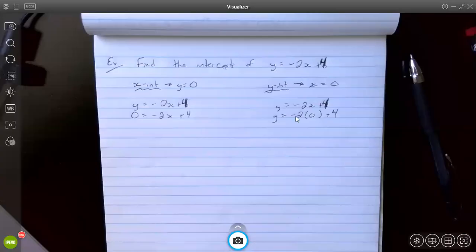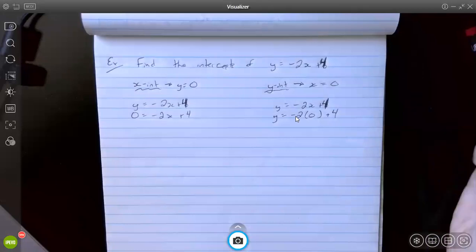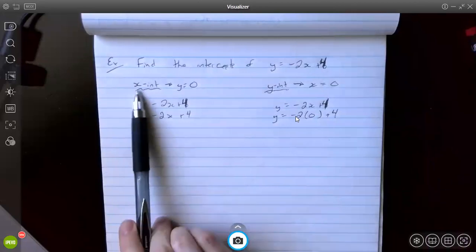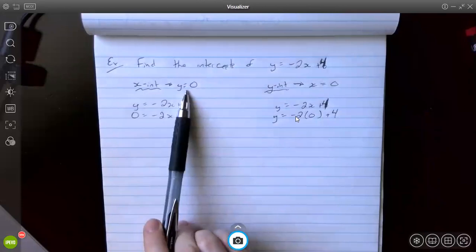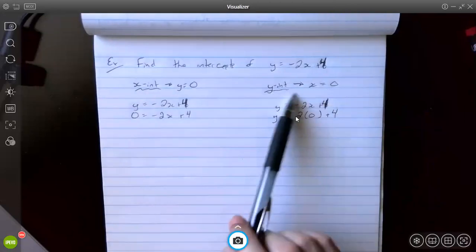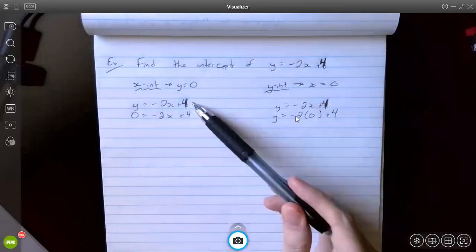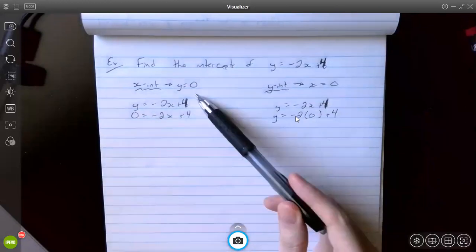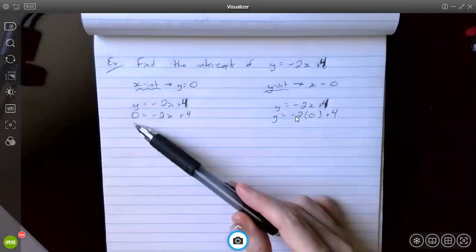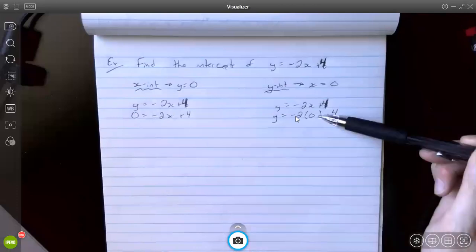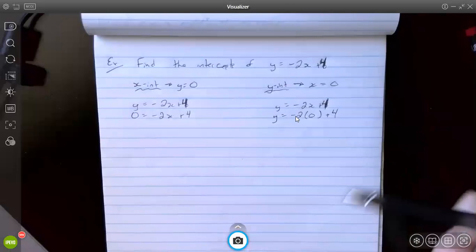Okay, so I've given you an example here where I've asked you to find the intercepts of the equation y equals negative 2x plus 4. So if I'm finding the x-intercept, my y value is going to be 0. If I'm finding the y-intercept, my x value is going to be 0. So I started by just writing out what my equation is, and then plugging in a 0 for the y if I'm solving for the x-intercept, and plugging in a 0 for the x if I'm solving for the y-intercept.